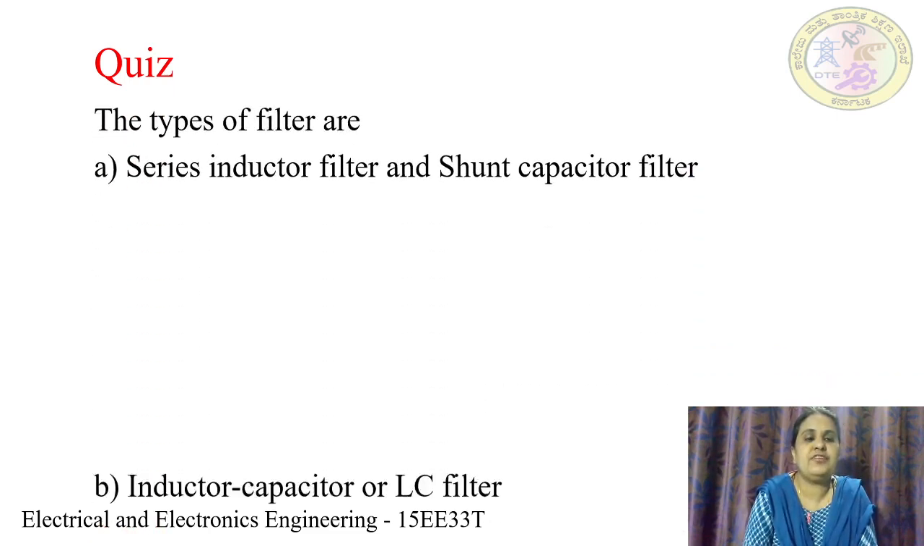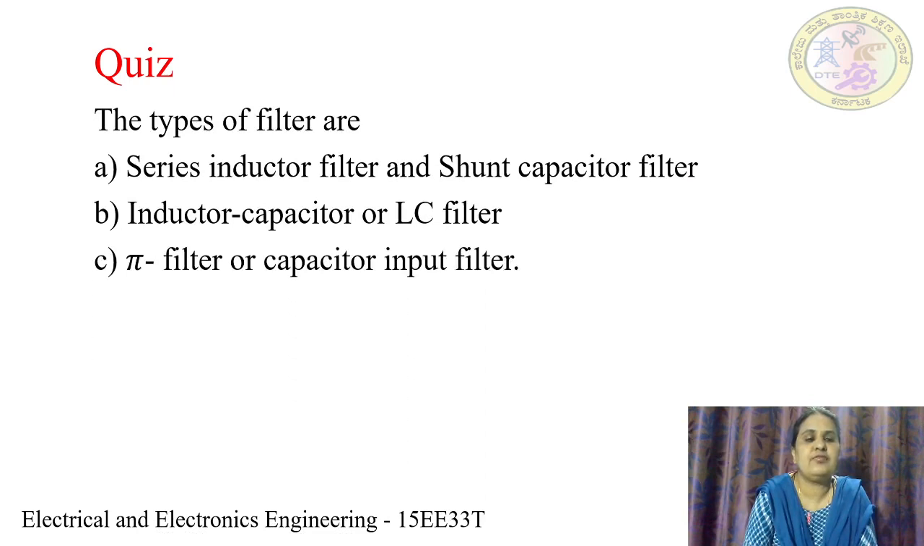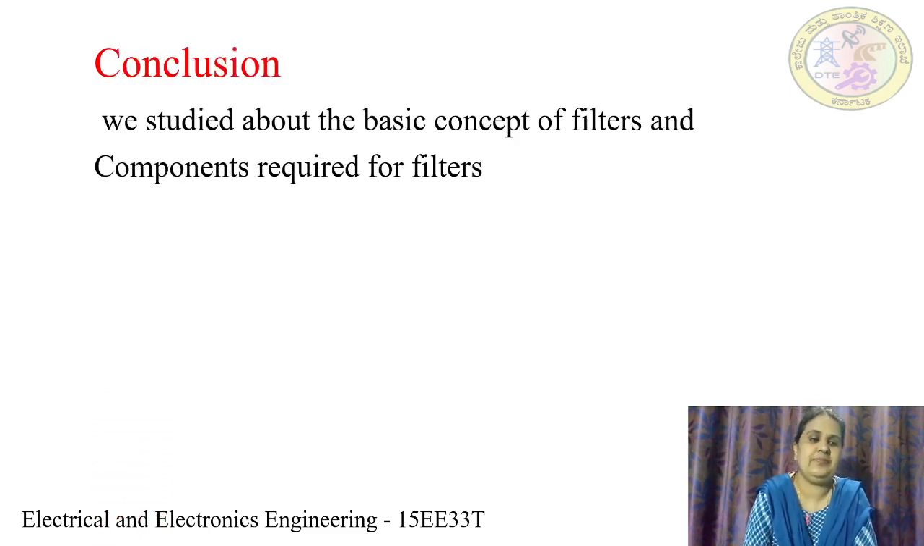The types of filter are, see, there are four options. So tell me the answer. Now we have just recalled, and everyone will be knowing this answer. The answer is option D.